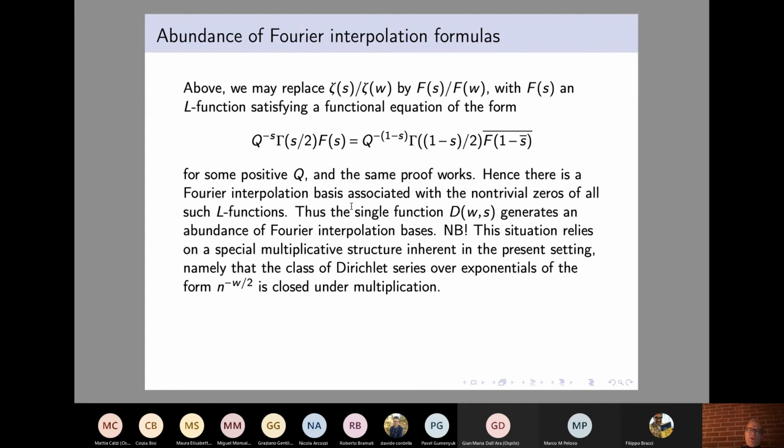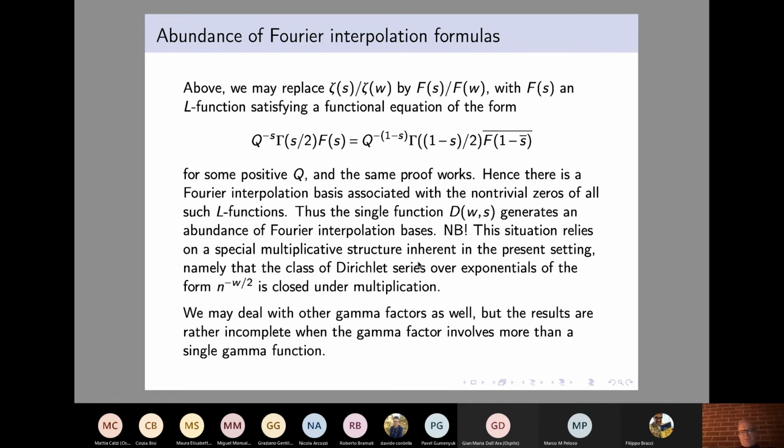So what this can be summarized in the following way. This function dw of s that I wrote down for you generates really an abundance of Fourier interpolation bases. You could say that this situation relies on the special multiplicative structure which is inherent in this setting. So it's really a special setting that we can do things like this. And here I just say that we could use other gamma factors, but let's not say anything more about that.